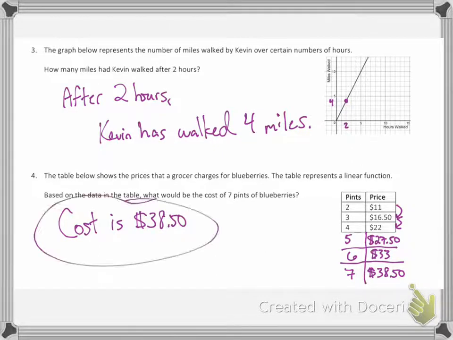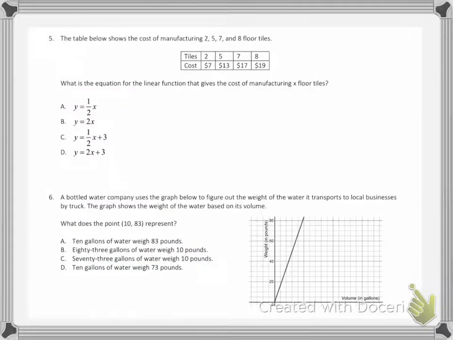The other way you can certainly do it is if you recognize, well, 2 times 5.5 is 11, 3 times 5.5 is 16.50, 4 times 5.5 is 22. If you realize that in each row you're multiplying by 5.5, then you can just quickly do 7 times 5.5, and you get the same answer. So with these problems, there are a lot of times multiple ways that you can get to them. It's just a matter of what you see and what makes the most sense to you first. So either way, you end up with $38.50 for the cost of 7 pints of blueberries.